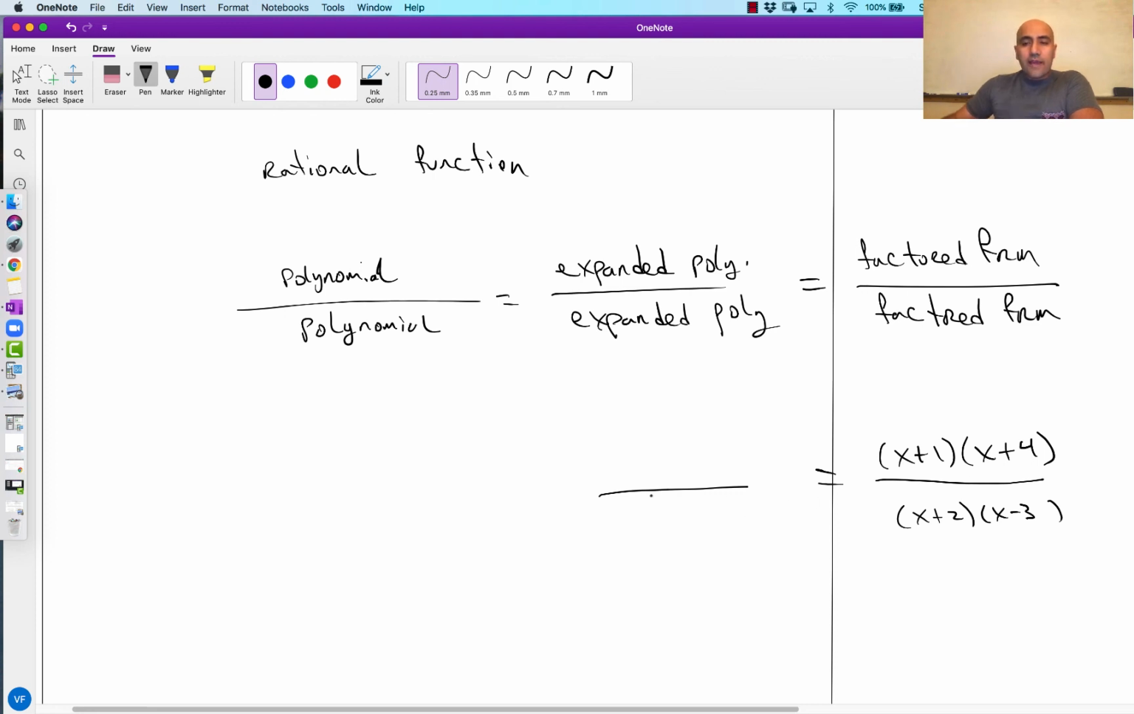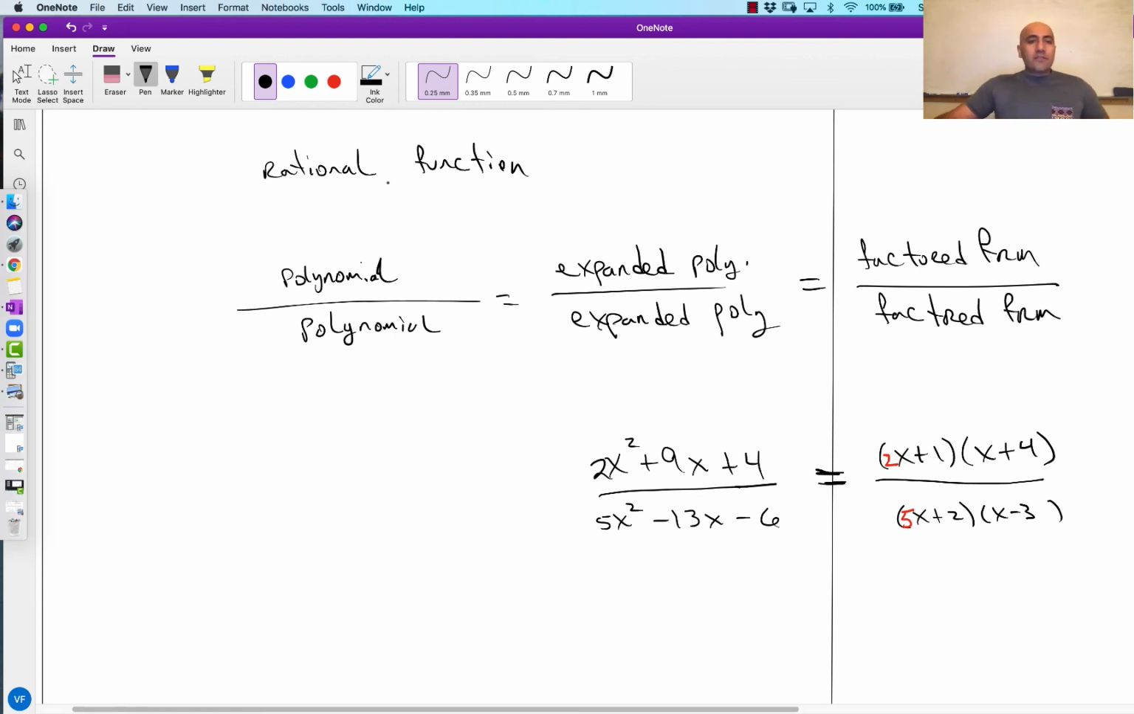So if I expand this whole thing out, I'll end up with x squared plus, well, actually, you know what? Let me throw in an extra number in here because I want it to equal something. So let's make this a 2, and let's make this a 5. Okay, so then that, if I FOIL it all out, I end up with 2x squared plus 9x plus 4. That's the expanded version of that. And if I expand this whole thing out, I end up with 5x squared minus 13x minus 6.